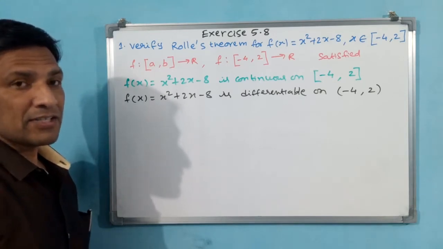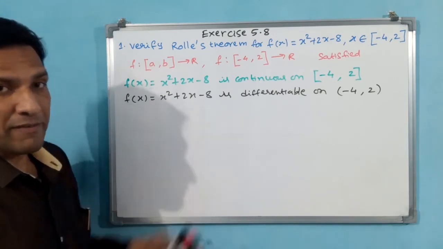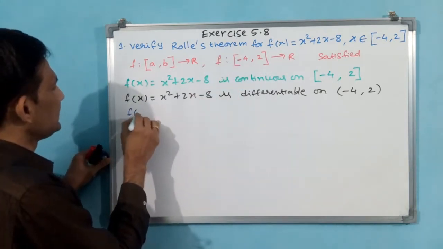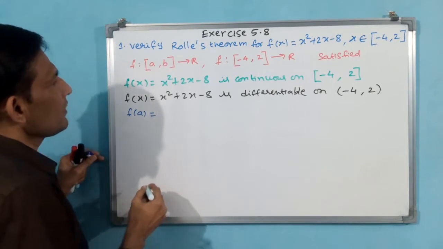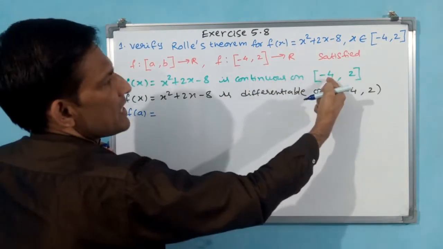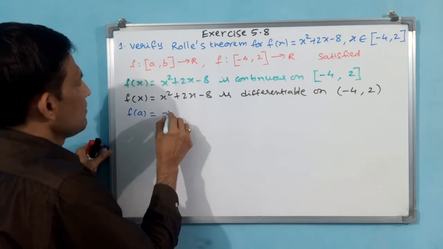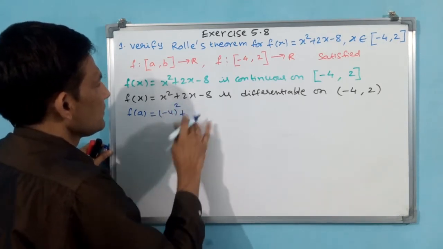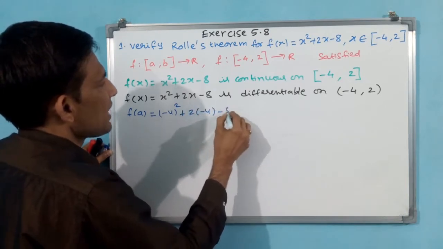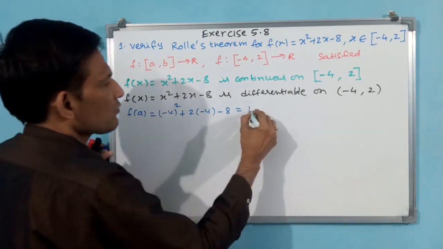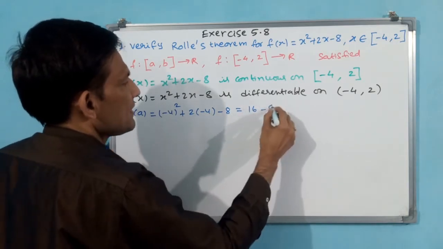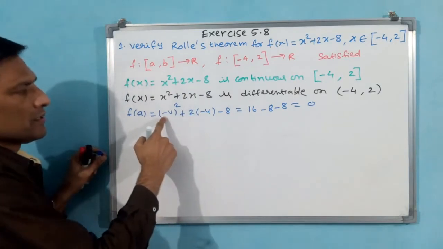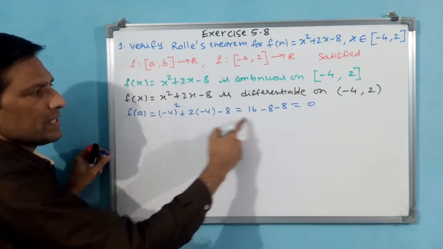Then what is the third condition? f of a should be equal to f of b. Then write f of a and f of b. Find f of a. f of a is equal to, what is a? Minus 4. Minus 4 square plus 2 into minus 4 minus 8, is equal to 16 minus 8 minus 8, which is 0.